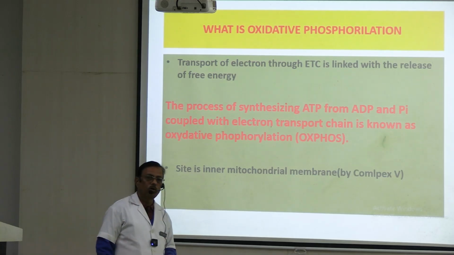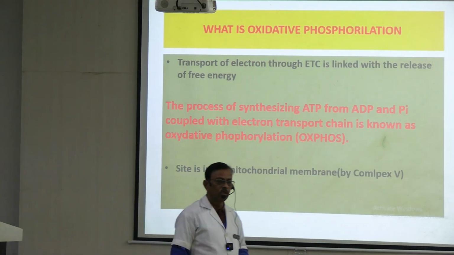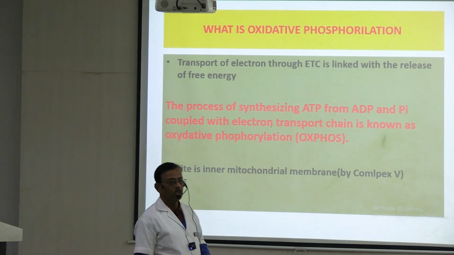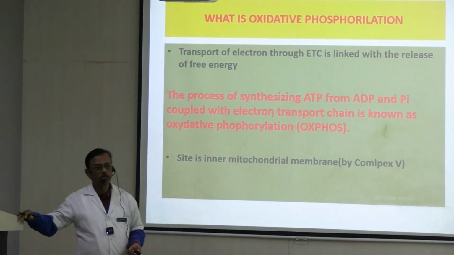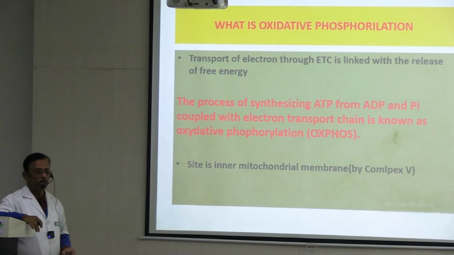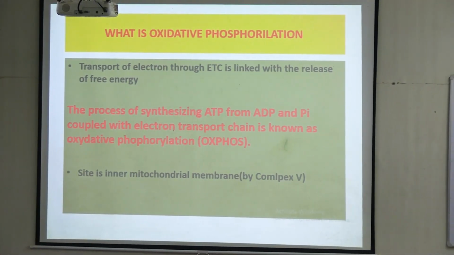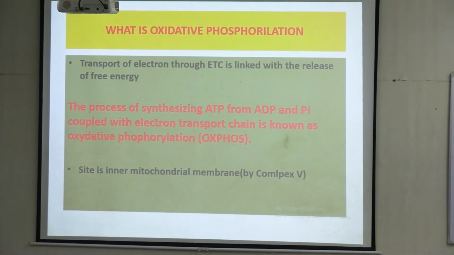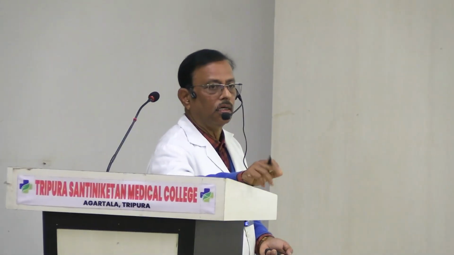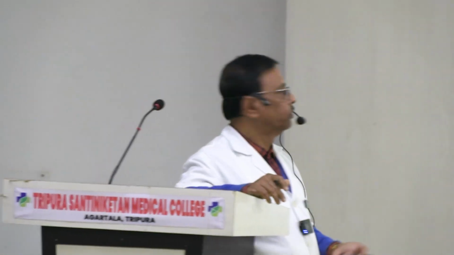Complex 5 is not a component of the electron transport chain. Okay? The components of the electron transport chain are complex 1, complex 2, complex 3, complex 4. Complex 2 is used by FADH2.